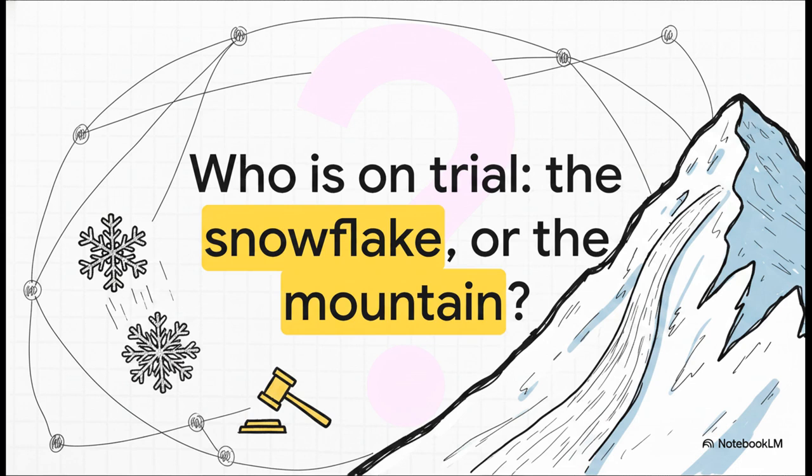So I want to leave you with this final provocative thought. If a macro system is already poised for an avalanche, who is really on trial here? The falling snowflake or the mountain?